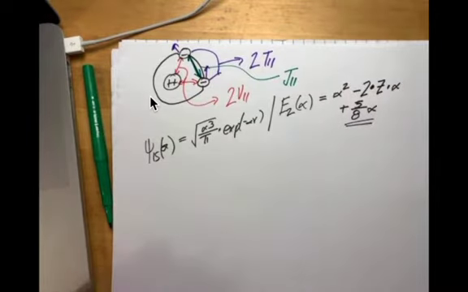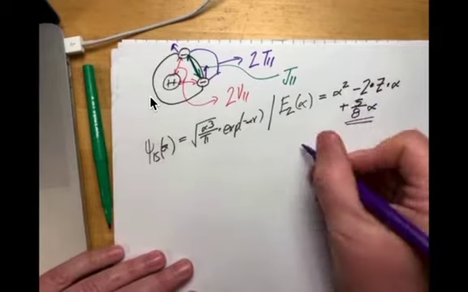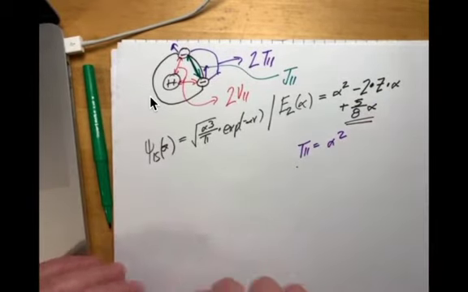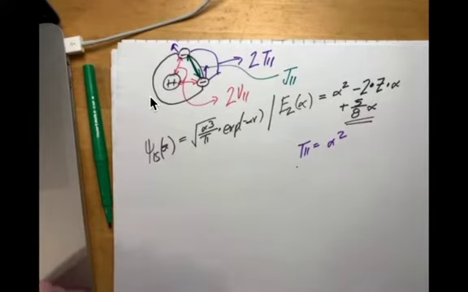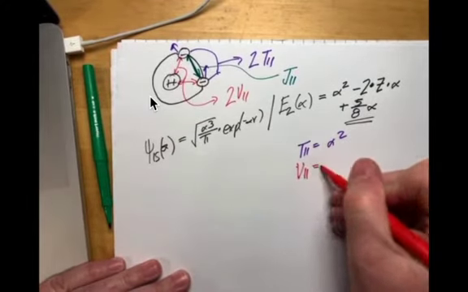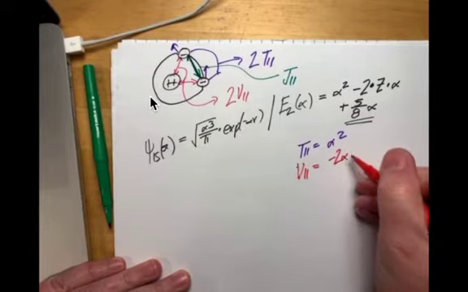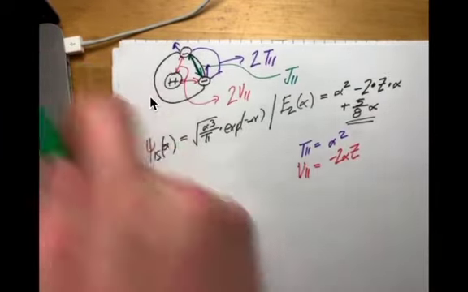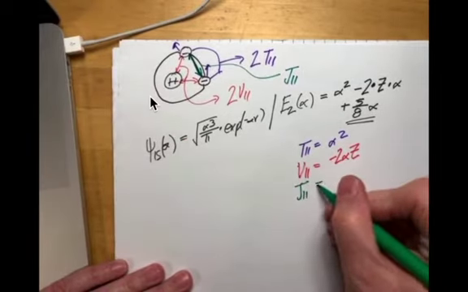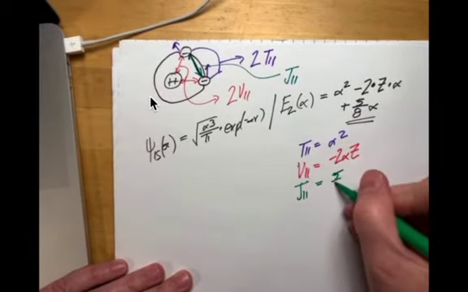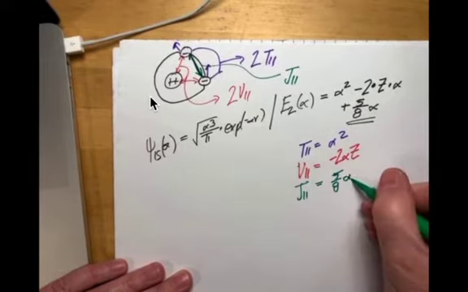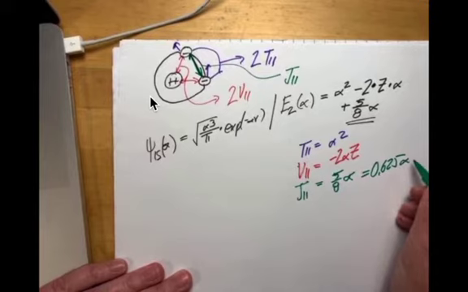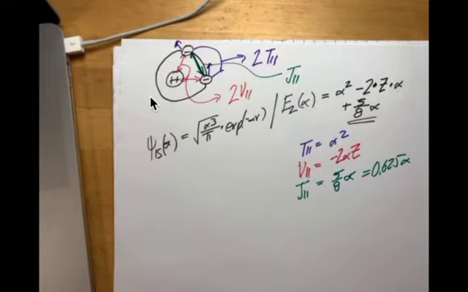T11 equals alpha squared for the system. V11 equals -2 alpha times Z. And finally, this last term, J11, is equal to 5/8 times alpha. That's 0.625, if you wanted to think about it as a decimal.